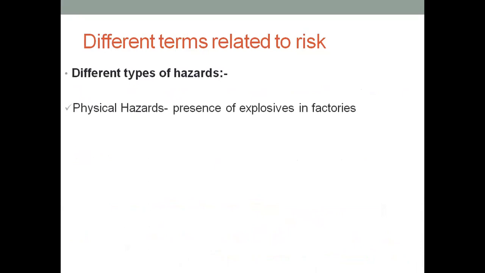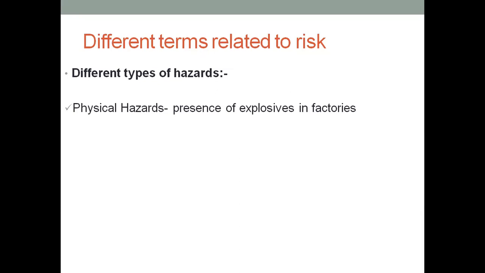So depending on that condition or presence of anything, anything that can accelerate the loss is termed as hazard. Depending on the characteristics of that anything, it can be categorized into different types. Like first one is physical hazards. In case of physical hazards, anything becomes a physical characteristic, or the presence of any physical things, that is termed as physical hazards.